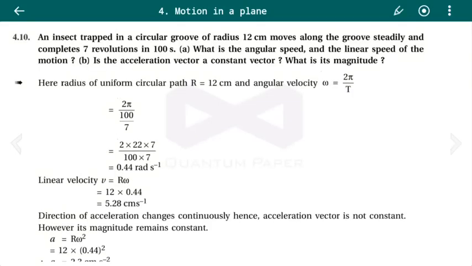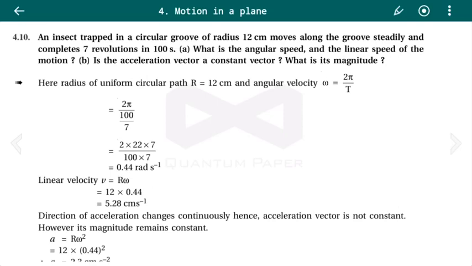Now numerical number 4.10. An insect trapped in a circular groove of radius 12 cm moves along the groove steadily and completes 7 revolutions in 100 seconds. What is the angular speed and the linear speed of the motion? Is the acceleration vector a constant vector? What is its magnitude?